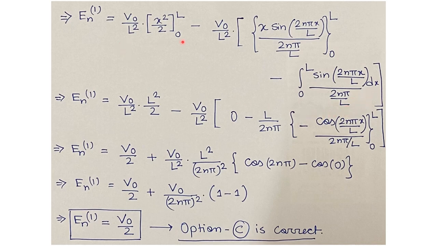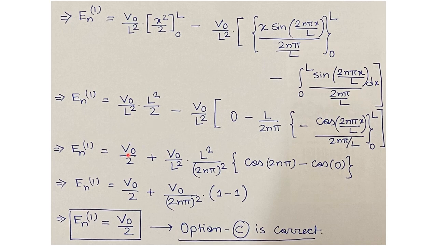So this term will basically give V0 by L squared times L squared by 2, and for this term we will have V0 by L squared times 0. So basically at x equals L, this will give sine 2 n pi, which is 0, and at x equals 0, this whole term x sine 2 n pi x by L will be 0. So effectively it will give 0, and we have to perform this integration again. So this will give L by 2 n pi times minus cos 2 n pi x by L whole divided by 2 n pi by L from 0 to L.